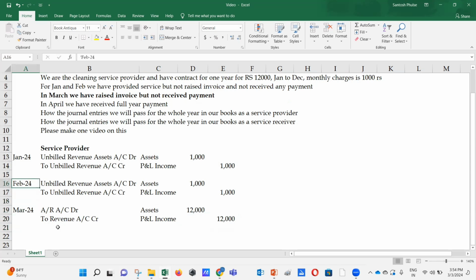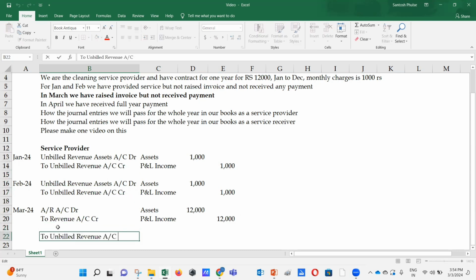Now, you had considered the unbilled revenue for Jan and Feb. You have to reverse that when you raise the invoice. Here you have raised the invoice for the entire 12-month period. So now you have to reverse this unbilled revenue in March, and that is going to be a debit to your unbilled revenue account and a credit to your asset account.